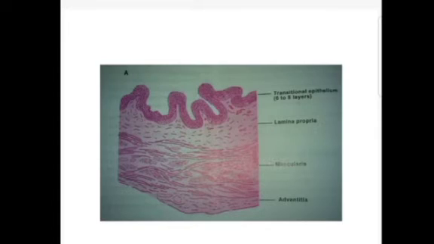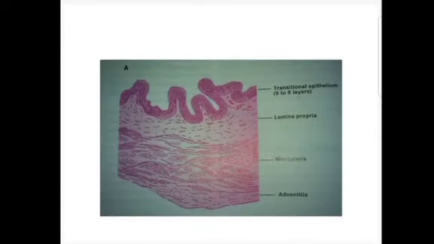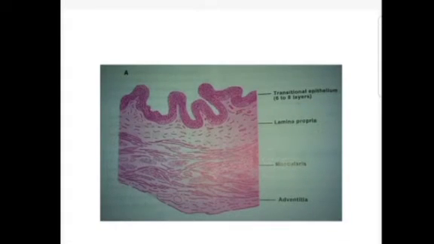And then we have the lamina propria, which is loose areolar connective tissue, very vascular. And then in the muscular layer there are 3 layers of smooth muscles in the muscularis externa, inner circular, middle longitudinal and outer circular muscles. And then comes the adventitia, which is the connective tissue.